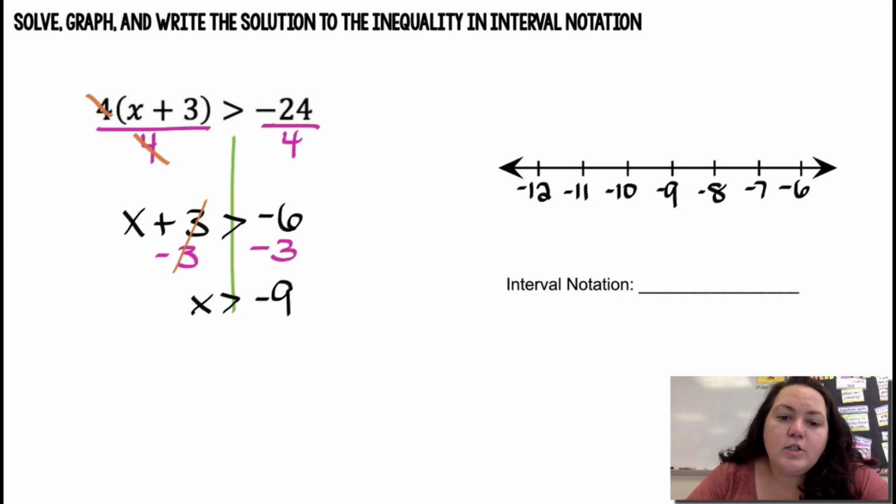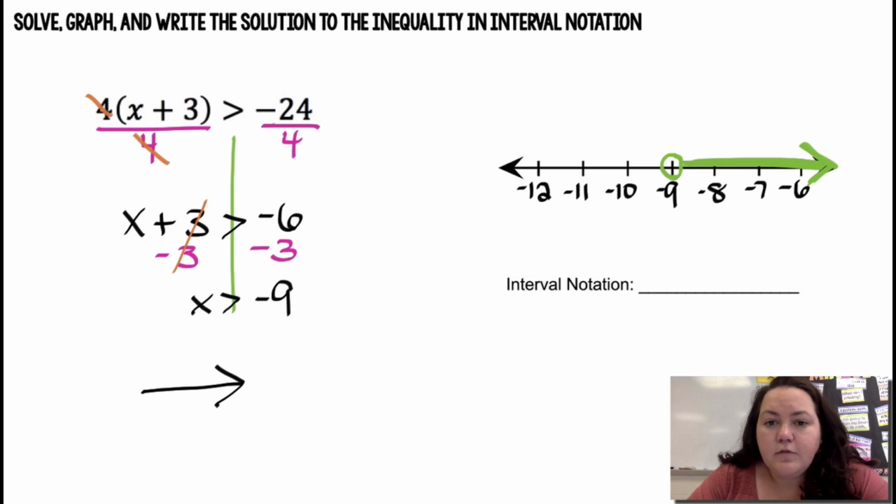Because my symbol was just a greater than, it did not have the equal to part, I'm going to put an open circle at negative 9. And it says x is greater than negative 9, so I'm shading the numbers that are bigger than negative 9. You can also look at your symbol, and if you read it from left to right and the variable comes first, like ours does, x is greater than negative 9, then it kind of makes an arrow telling you which way to point. That only works if you have your variable first.